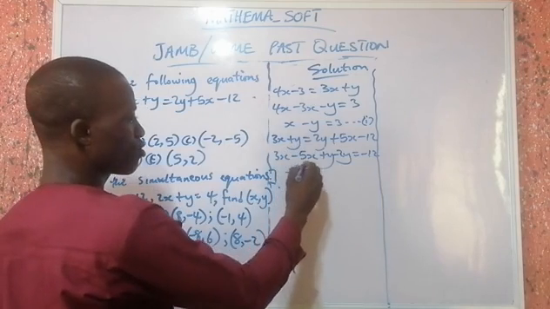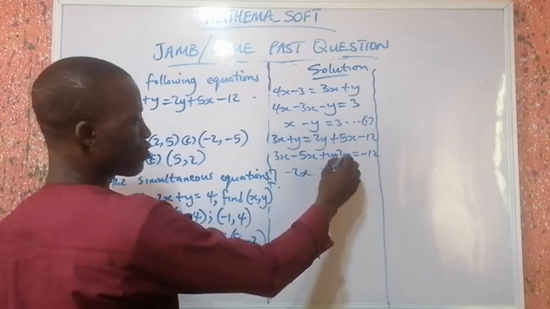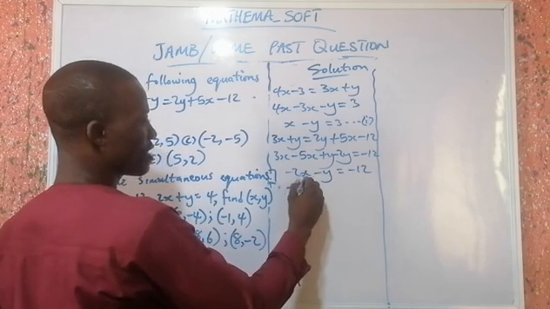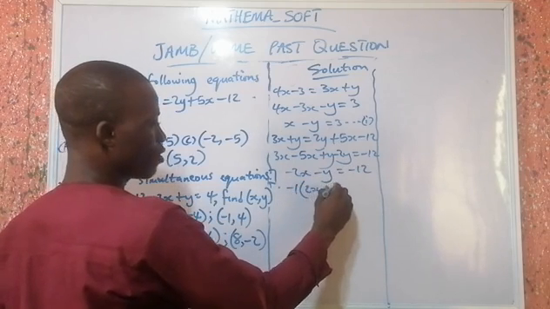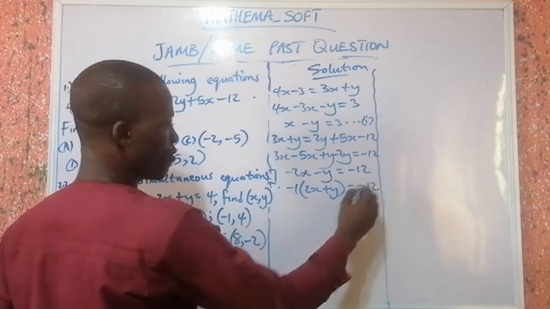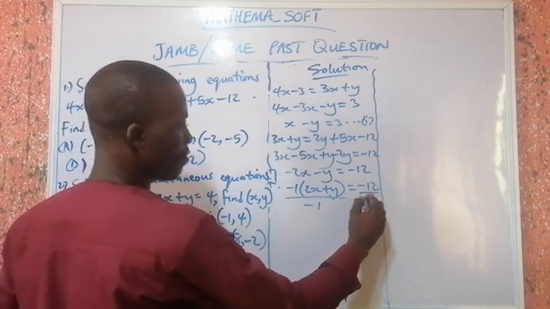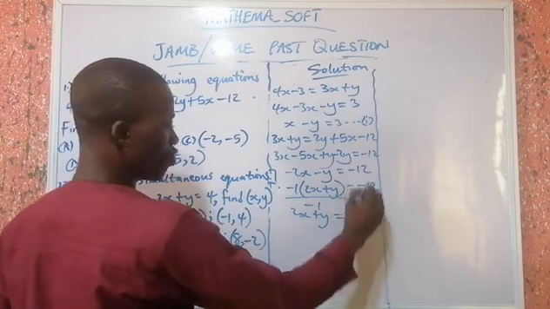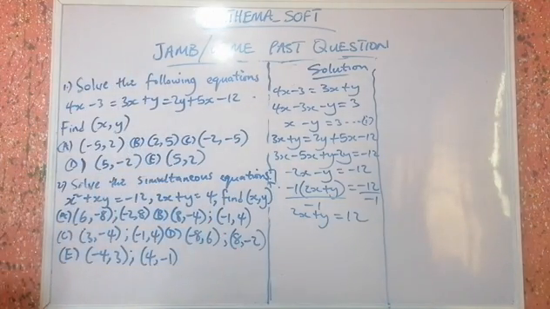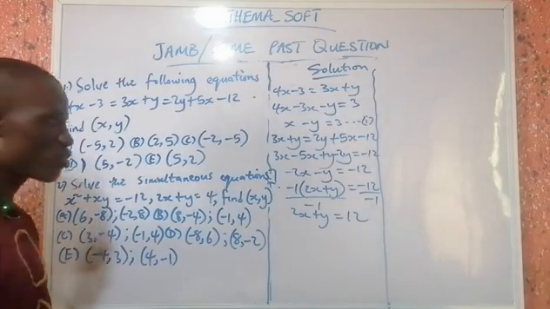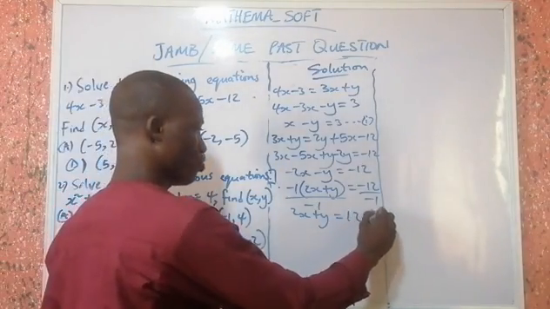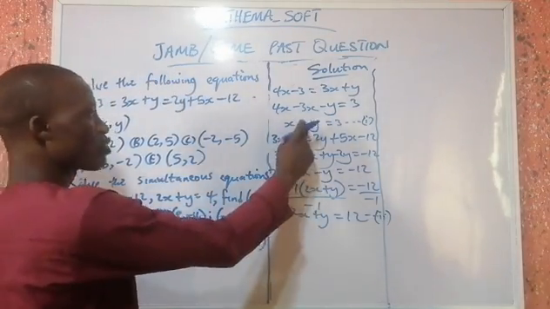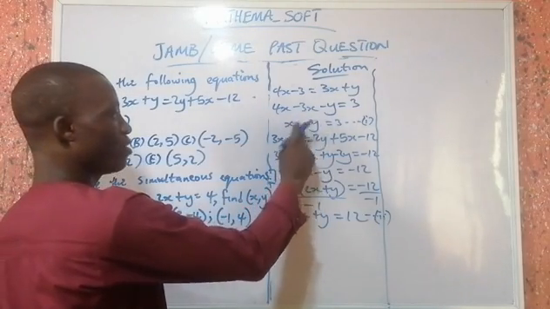So this will give me minus 2x. Okay, this will also give me minus y equals to minus 12. Let me bring out minus 1 here so that we have minus (2x plus y) equals to minus 12. Divide both sides by minus 1. That will give me 2x plus y equals 12. Okay, this will be the equation number 2.